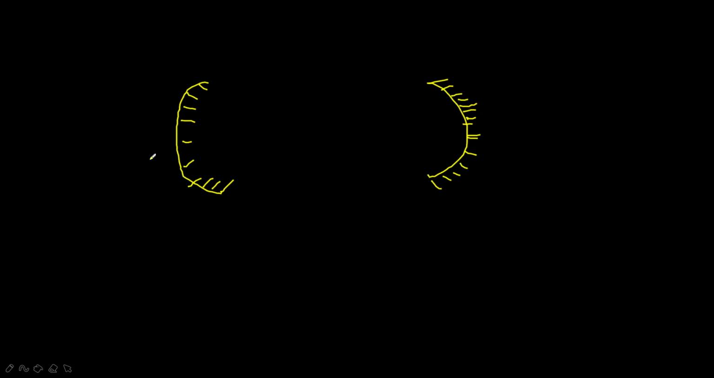So which mirror is it? It is a convex mirror, and it is a concave mirror.